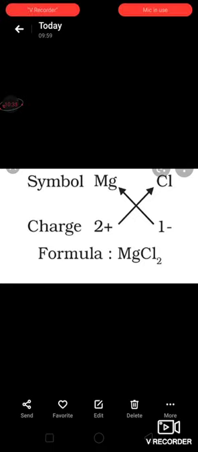One more example, magnesium chloride. The valency of magnesium is plus 2 and the valency of chlorine is minus 1. So after cross multiplication, Mg1 and Cl2. So this is the formula for magnesium chloride.